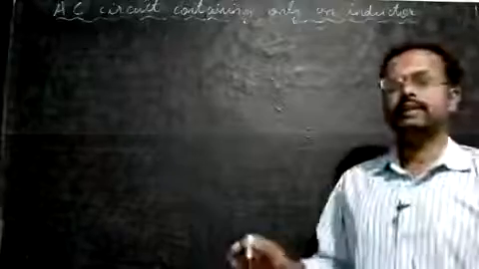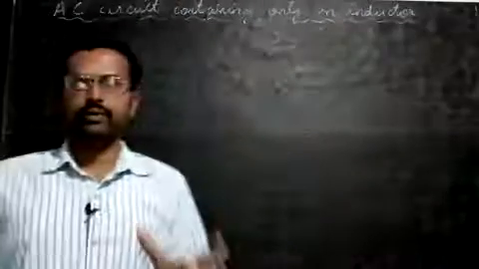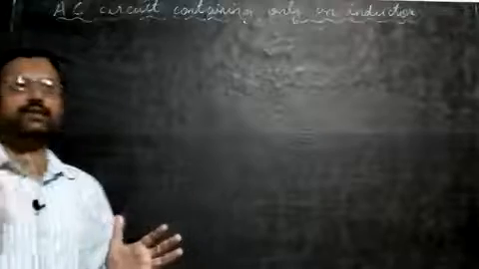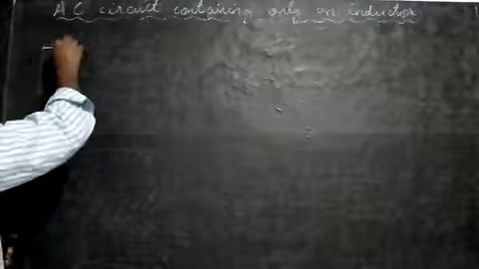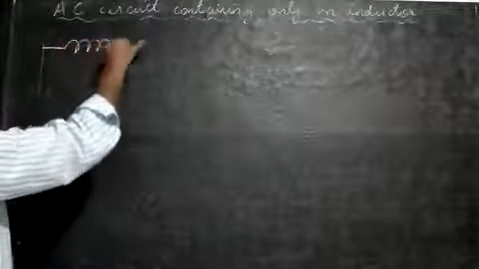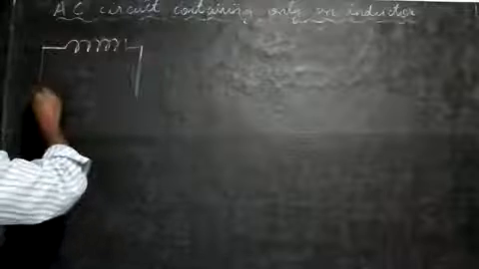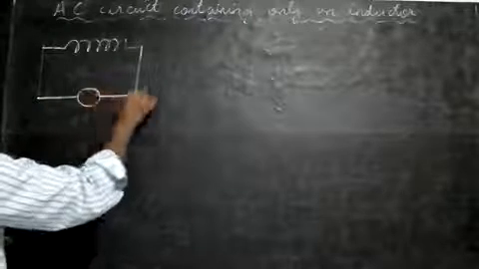Let us study about an AC circuit containing only an inductor. An inductor is just a coil of wire, and we send an AC current through it. Let's see how to draw it now. So we have a coil like this. This coil is the inductor, and then we have the AC voltage here.